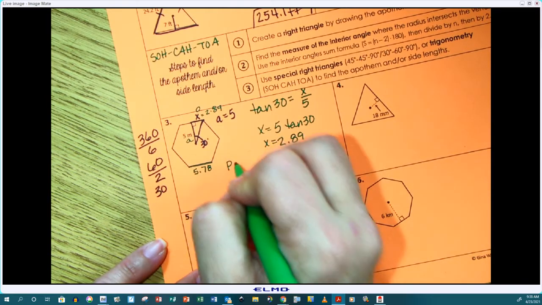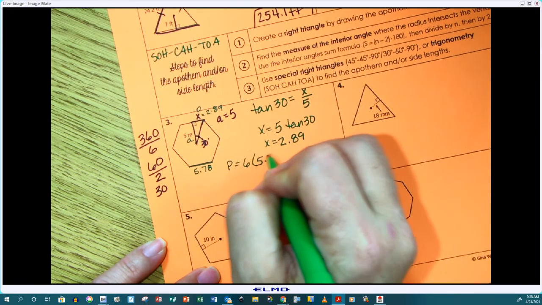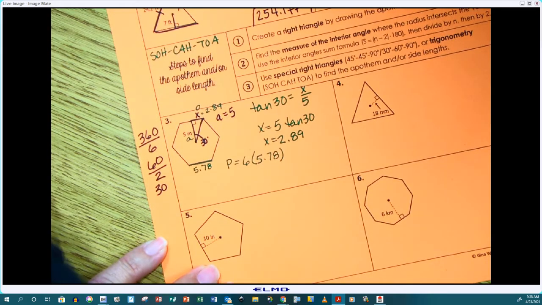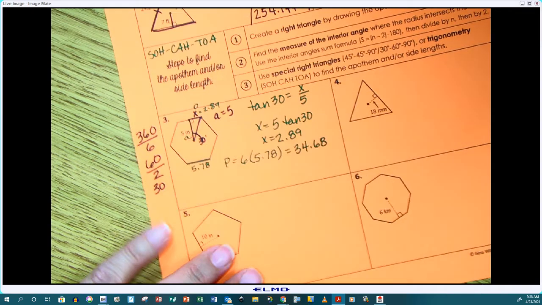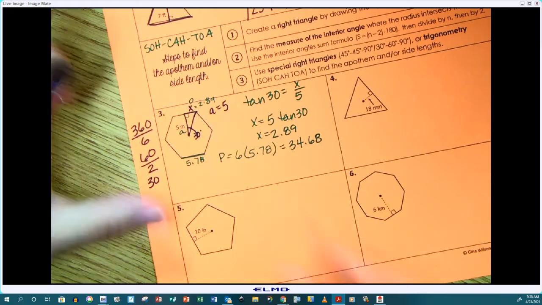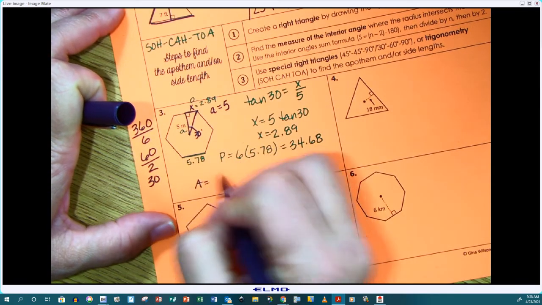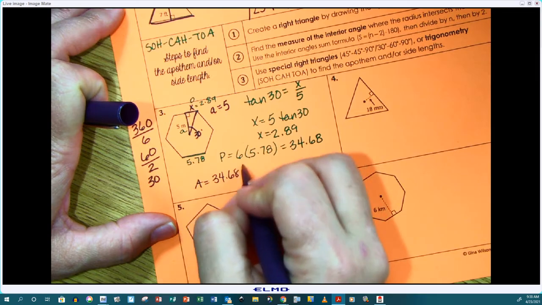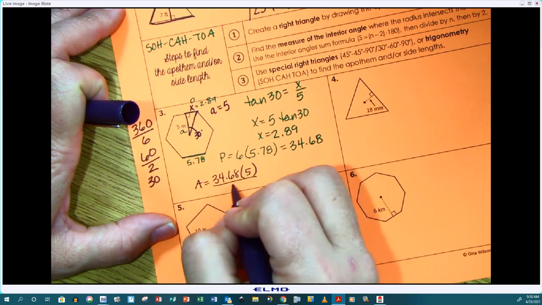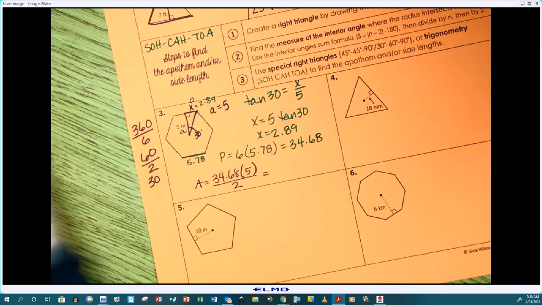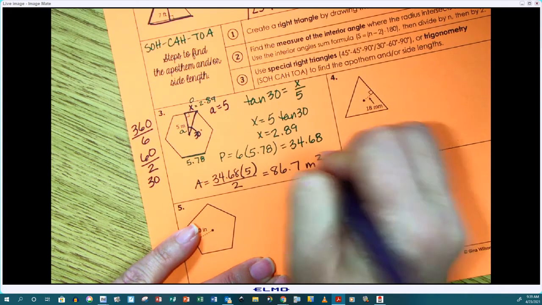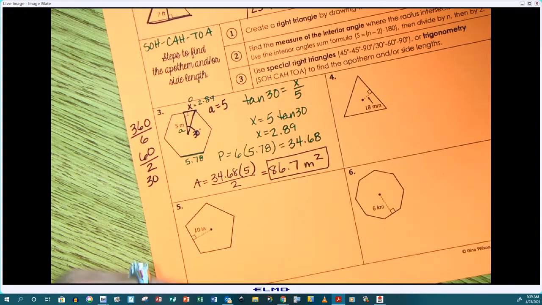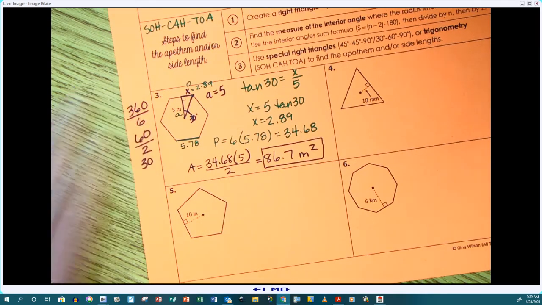So now my perimeter, 6 sides at 5.78, so 34.68. Now I have my perimeter and apothem. So perimeter, 34.68 times the apothem, which is 5, because remember they gave it to us, divided by 2. So 86.7 meters squared. All right.